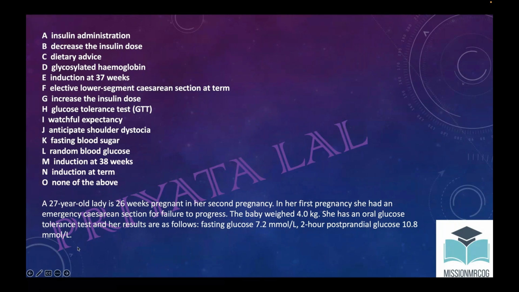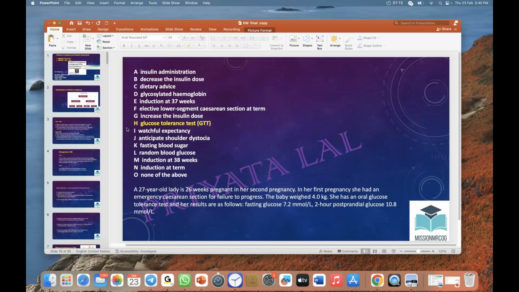Insulin administration. No, she has to undergo HbA1c also to find whether she's already diabetic. So fasting is high, and so she is diabetic only. Insulin administration. Okay, ma'am, start with insulin. A should be the answer. So she's already a diagnosed case, so insulin should be the answer.